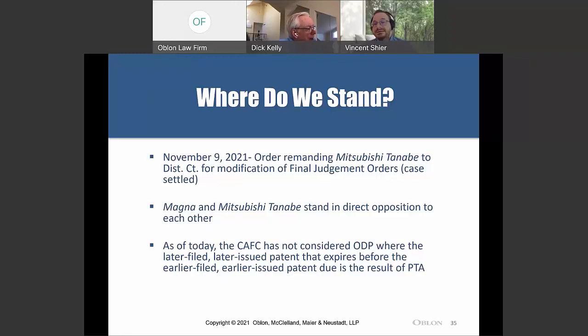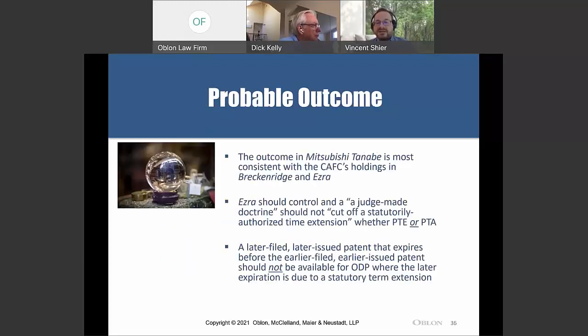Well, thank you. And it's interesting, but now we are left with Magna and Mitsubishi Tanabe standing in direct opposition to each other. The Federal Circuit has not considered this specific question with ODP, where the ultimate issue of the difference in expiration dates is driven by patent term adjustment. So it's left for us to polish up our crystal ball and speculate where we think this would go. And it's our opinion that the outcome in Mitsubishi Tanabe would be affirmed and is proper.